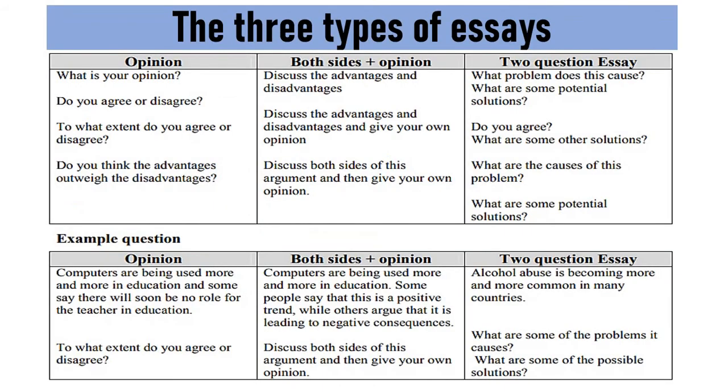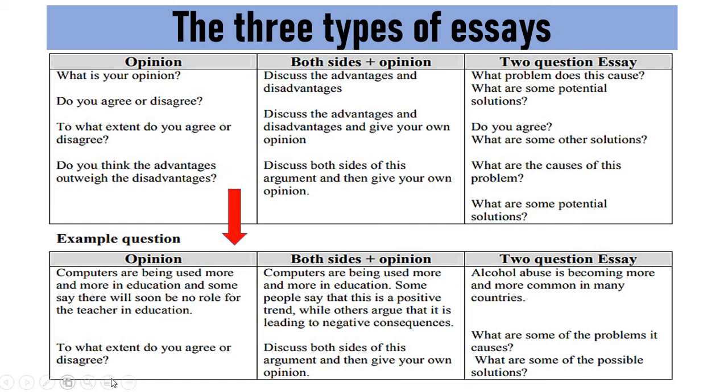And we have here the three types of essays. I find this very easy to understand. First we have the opinion essay, then both sides plus opinion essay, and next the two-question essay. So what are some samples? Questions that start: what is your opinion? Or do you agree or disagree? To what extent do you agree or disagree? And do you think the advantages outweigh the disadvantages? Things like those fall in the opinion type of essay.